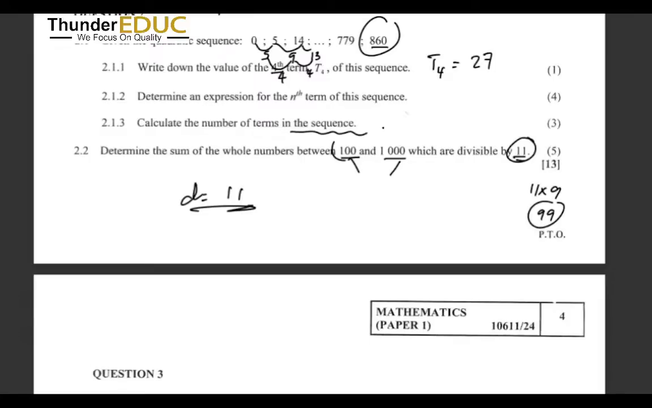What about 11 times 10? Which means our first term must be 110. Then 11 times 11, which is 121. 11 times 12, we get 132, and so on and so forth. How about 11 times 100? 11 times 100, we get 1,100, which is greater than the 1,000 that they need. I need to look for the last term, at least to be on the safe side.